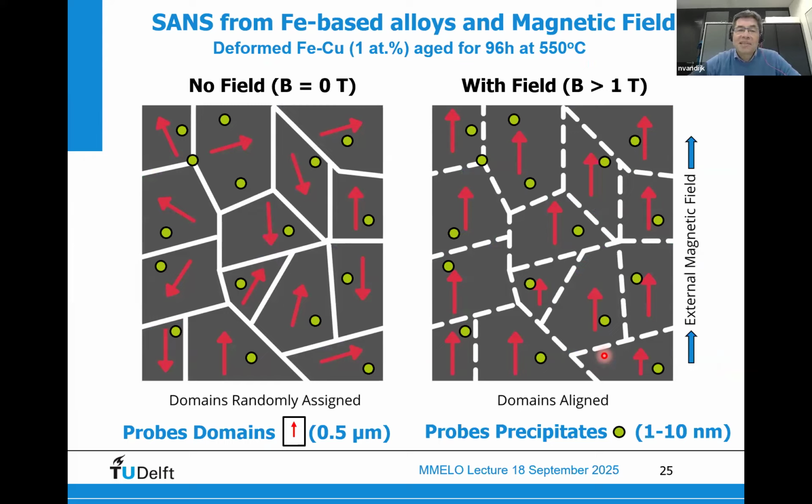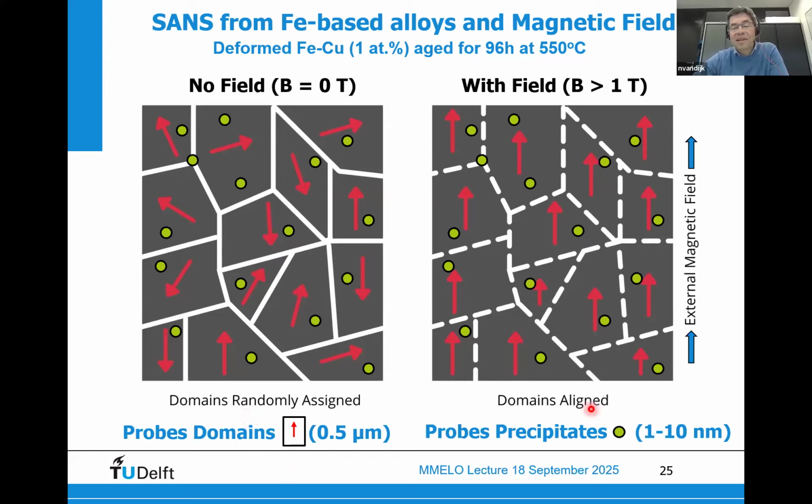To illustrate, if you do not apply a magnetic field, what happens is that you get magnetic domains, which are about half a micron. The scattering from those variations in orientation completely dominates the signal. So if you do not apply a magnetic field, essentially you cannot study your precipitates because the signal will only probe the magnetic domain size, and then you don't learn the thing you want to learn.